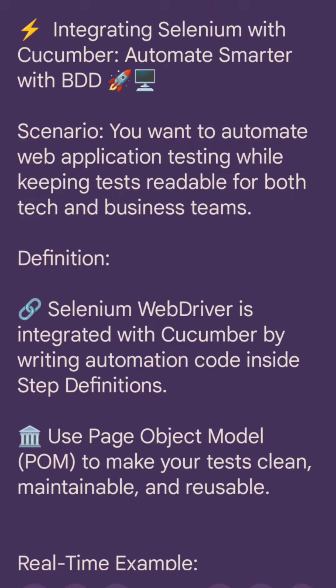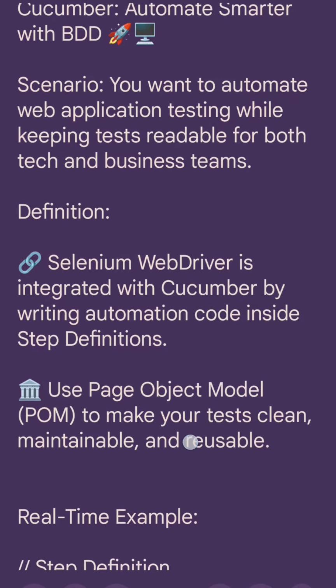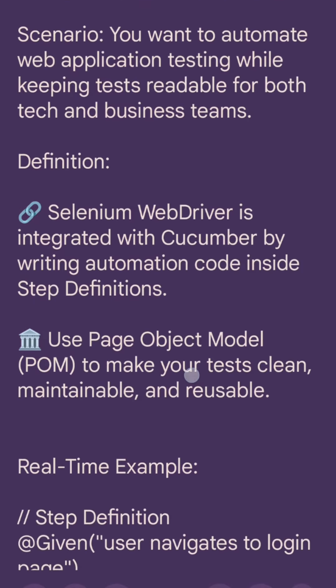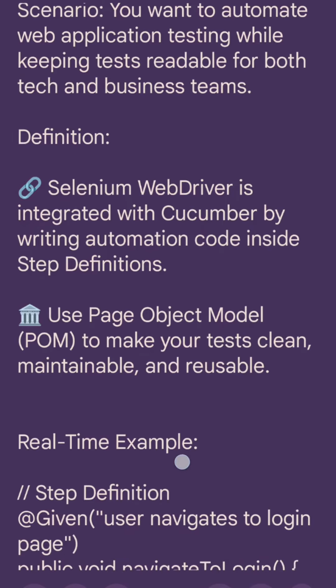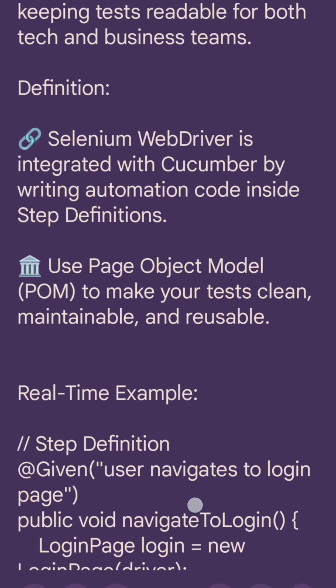So consider a scenario: you want to automate web application testing while keeping the tests readable for both the tech and business teams. So you can define it like this: Selenium WebDriver is integrated with Cucumber by writing the automation code inside the step definitions, using the Page Object Model (POM) to make your tests clean, maintainable and reusable.